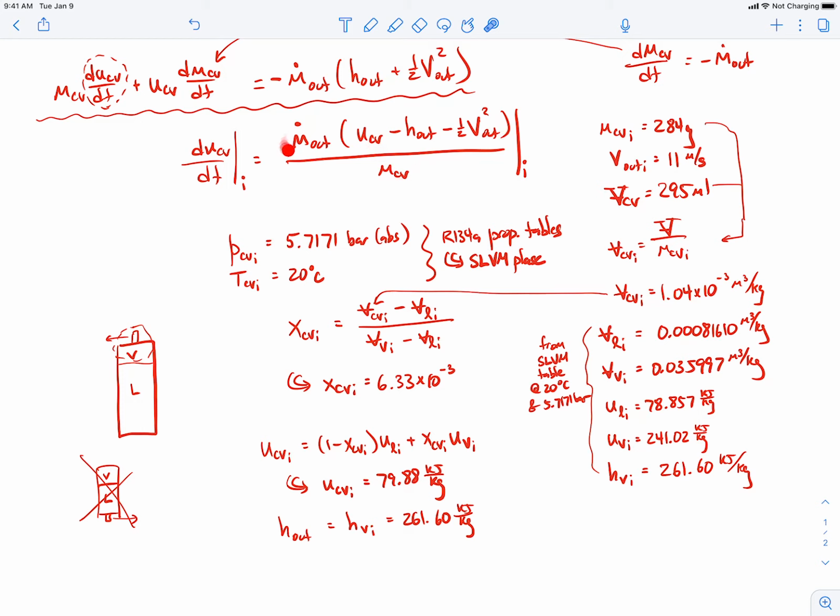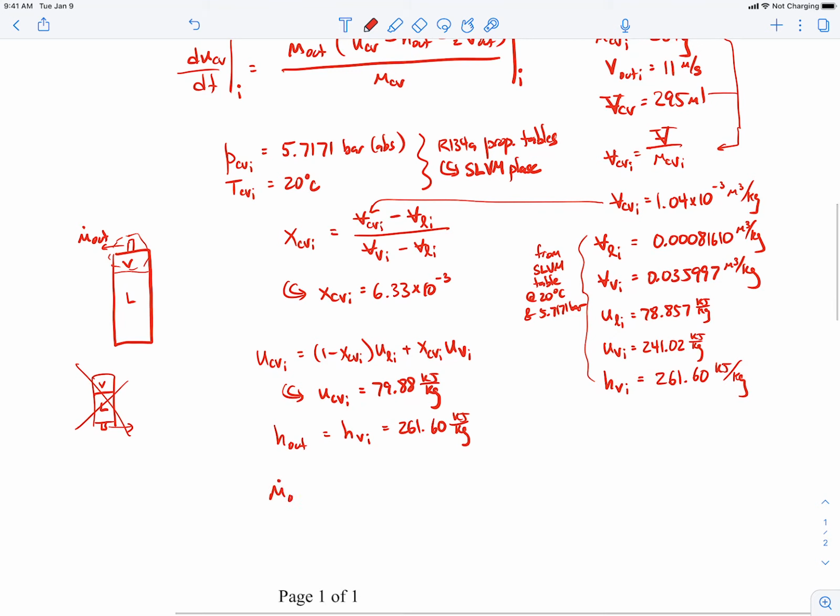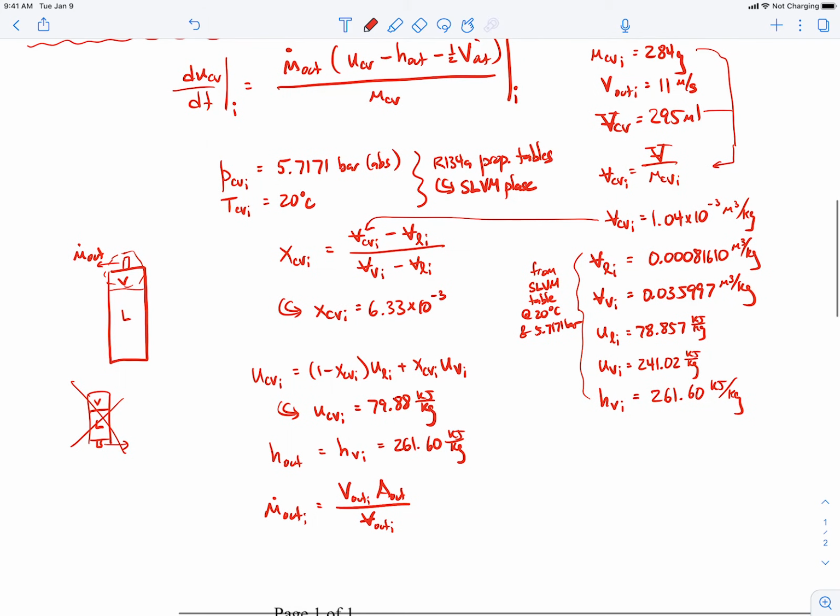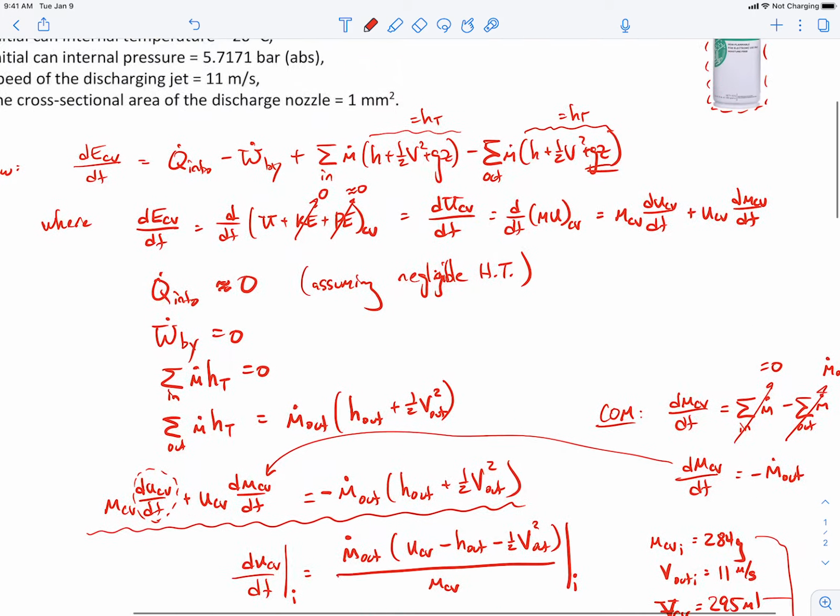I have the denominator. Let's go ahead and talk about the m dot out value, right? That's this mass flow rate out right there. So the mass flow rate out we can find as the volumetric flow rate coming out, which would be the velocity out times the area out, divided by the specific volume out initially. So that's how we would find the mass flow rate coming out initially. And the velocity out, that's given right up here. It's the 11 meters per second. The area out we're given. So let me just make a note. This is 11 meters per second. This is the 1 square millimeter that we're given back here in the problem statement.